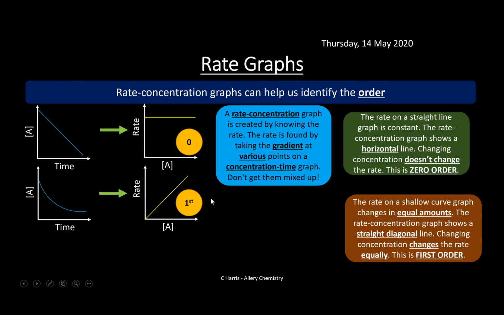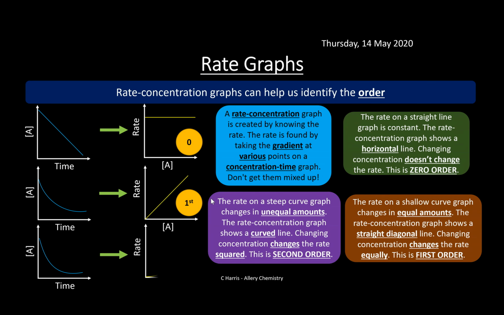And then finally, the rate on a steep curve graph changes in unequal amounts, and so the rate concentration graph shows a curved line, and changing the concentration changes the rate squared. So this is a second order reaction. You can see here, this graph is a lot steeper than this graph. So again, if we plot the rate across this graph by taking the tangent, and we plot that against concentration of A, and we get a curve upwards, then this is a classic sign of a second order reaction.